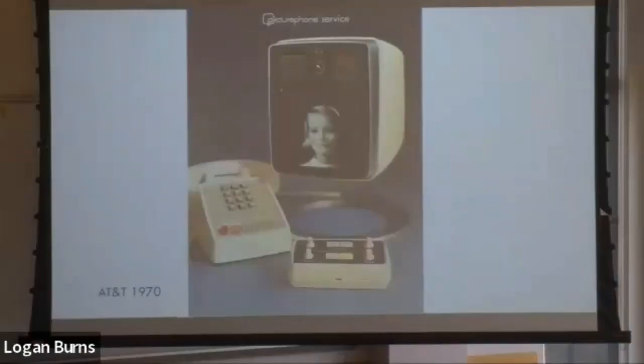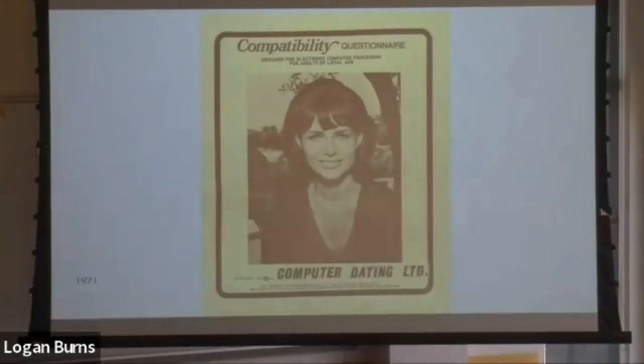We're at slide 36. This is a picture phone. Computer dating. This is the first computer dating ad. I think this is really interesting because we're talking about expert systems: you fill out a questionnaire, you put it into the computer, and the computer spits out your match based on your compatibility.